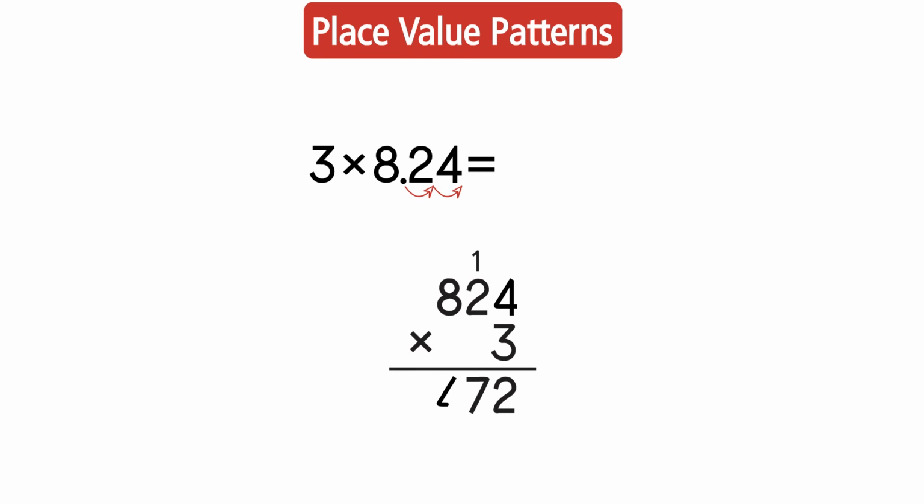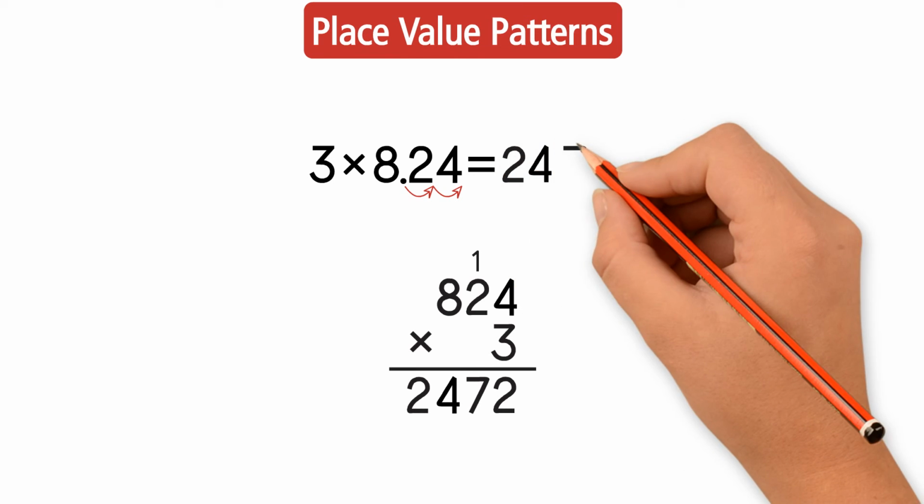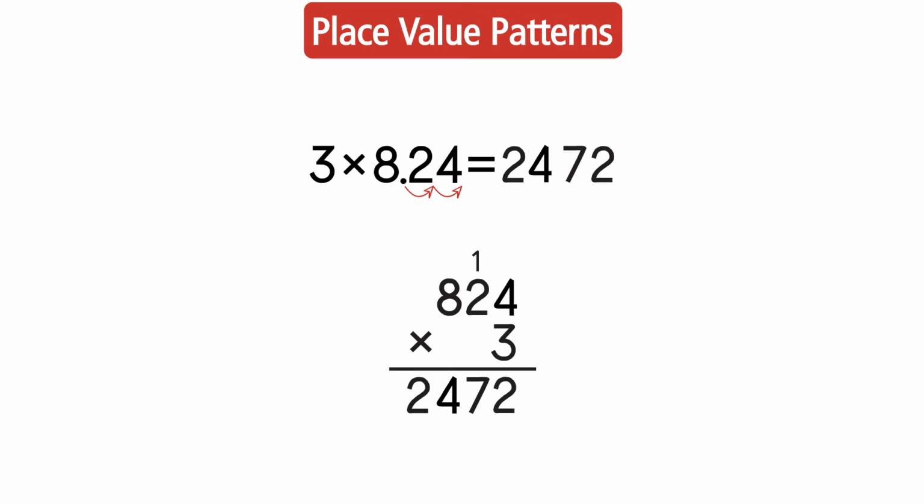Let's do another example using place value patterns. We have 3 times 8.24. 8.24 has 2 digits after the decimal point. So we move the decimal point 2 places to the right by multiplying by 100. Then, we multiply the two whole numbers, 824 and 3, to get 2,472. Finally, we move the decimal point 2 places to the left by dividing by 100 to get 24.72. That is our final answer.